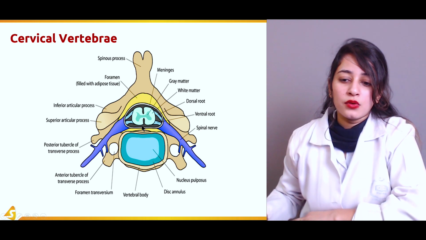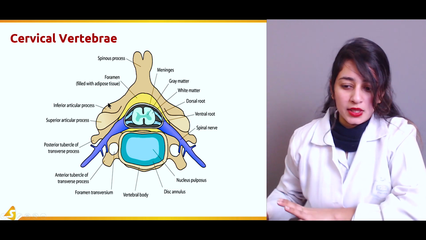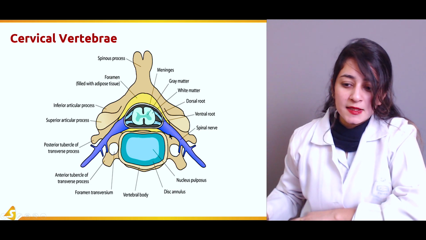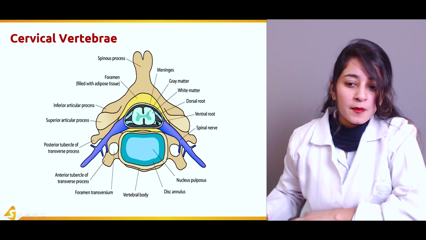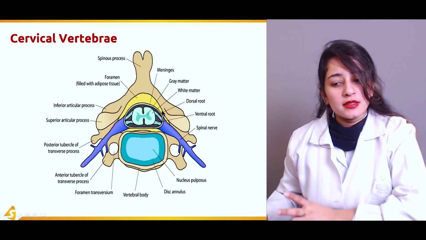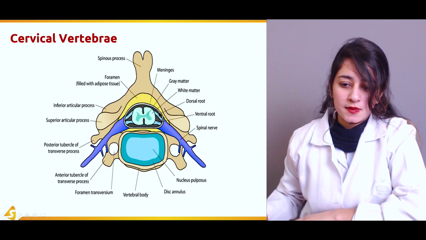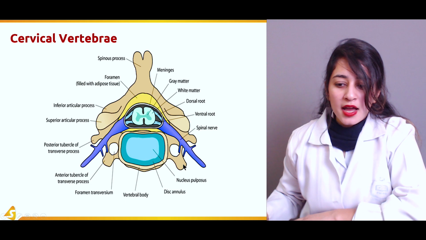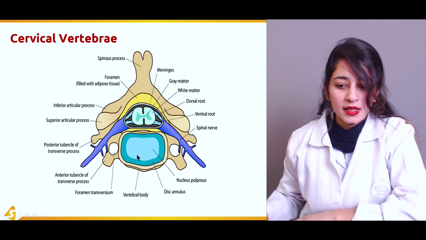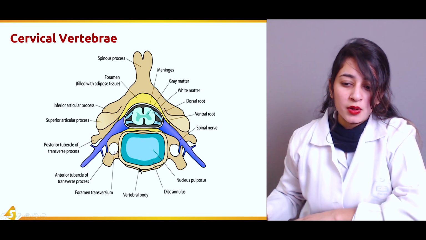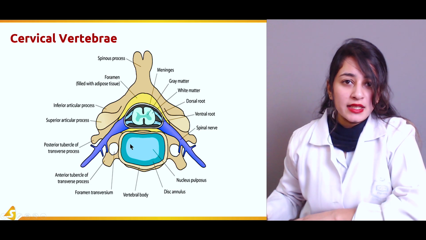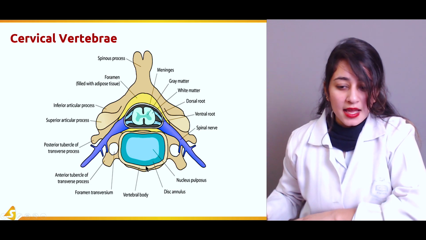So these are the labeling, so don't worry about that. This blue one is the spinal nerve. As it goes inside, it is divided into 2 parts, that is the dorsal root and the ventral root. Then we have the nucleus pulposus inside the body of the vertebral body. Here's the vertebral body. This light blue one is the nucleus pulposus, the disc annulus.